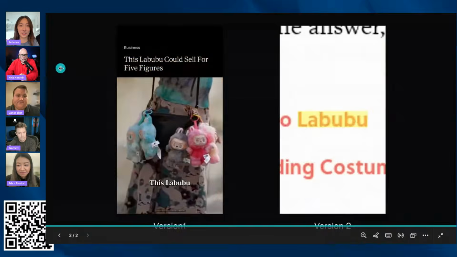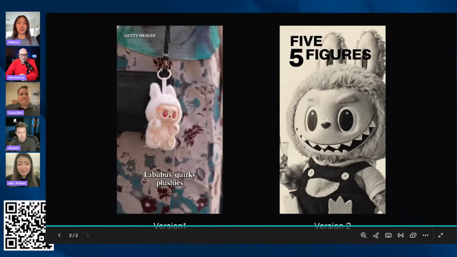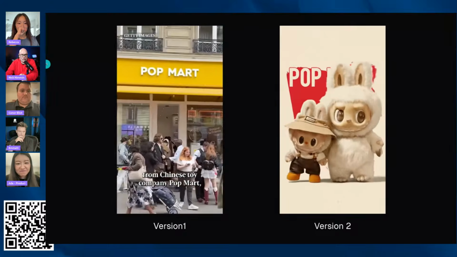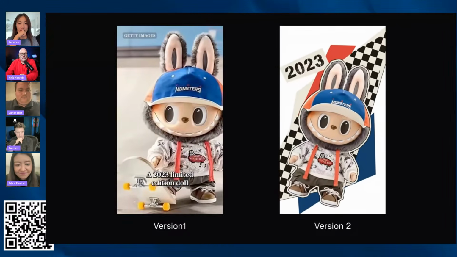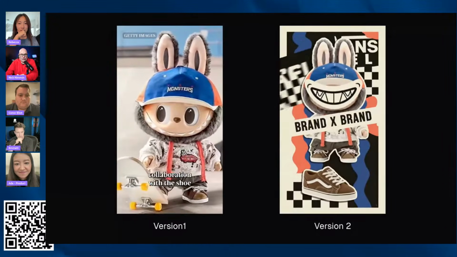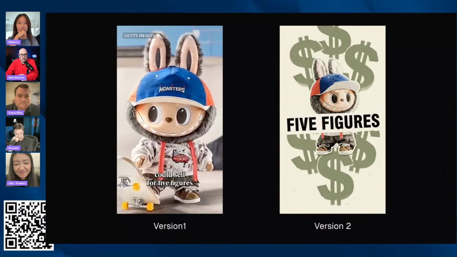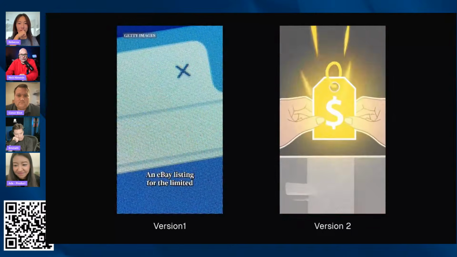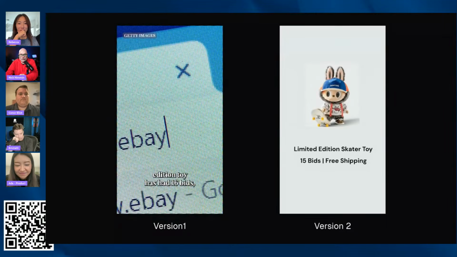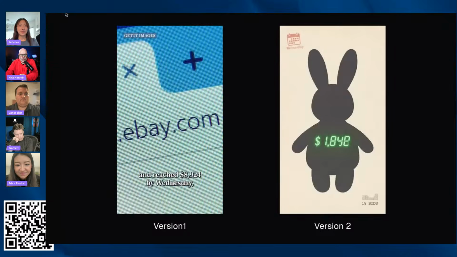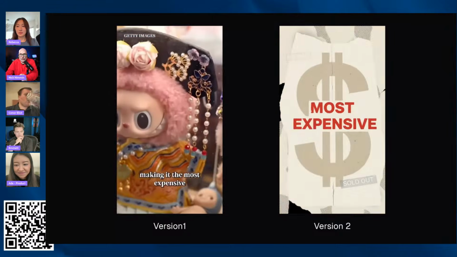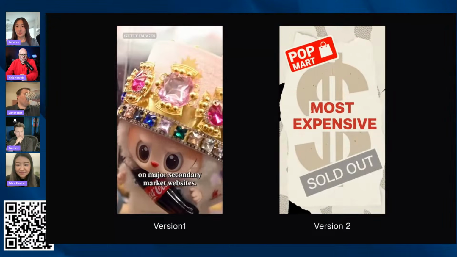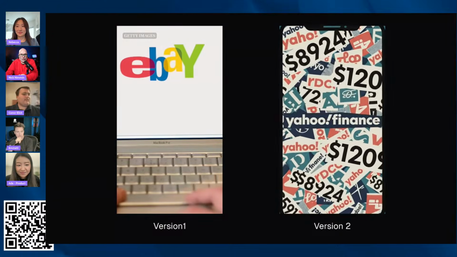What's this? This Labubu could sell for 5 figures. Labubu's quirky plushes from Chinese toy company Pop Mart are the latest viral phenomenon. A 2023 limited edition doll collaboration with the shoe brand Vans could sell for 5 figures on the secondary market. An eBay listing for the limited edition toy has had 16 bids and reached $8,924 by Wednesday, making it the most expensive Labubu currently available on major secondary market websites.